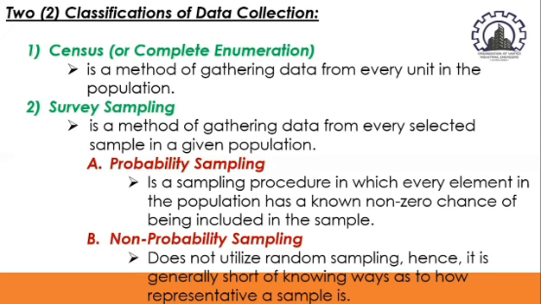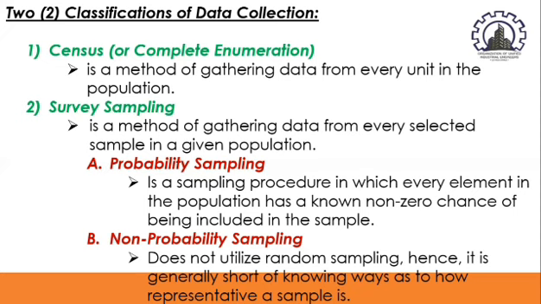On the other hand, survey sampling is a method of gathering data from every selected sample in a given population. In most cases, many researchers utilize survey sampling because it reduces cost, and it has greater scope, speed, and accuracy as well. Now, survey sampling can either be probability or non-probability sampling. What's the difference between the two? Probability sampling is a sampling procedure in which every element in the population has a known non-zero chance of being included in the sample selection. On the other hand, non-probability sampling does not utilize random sampling, and hence it is generally short of knowing ways as to how representative a sample is.